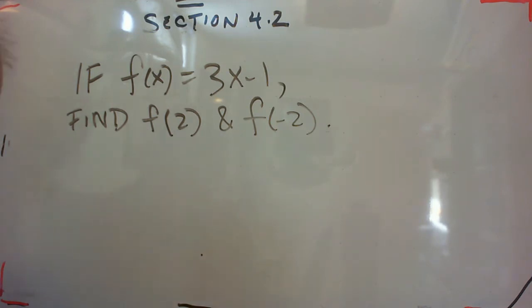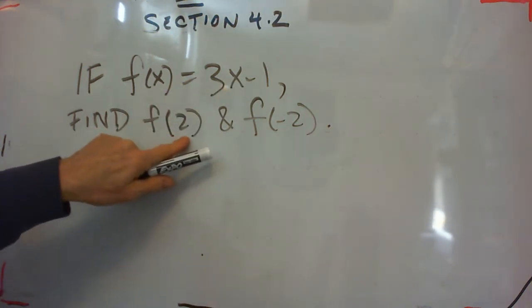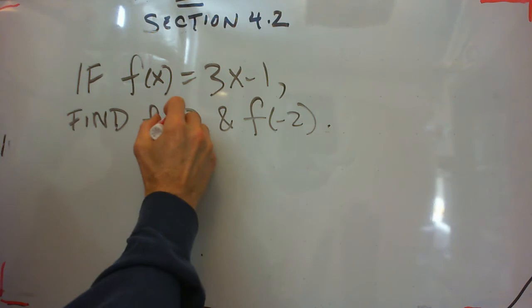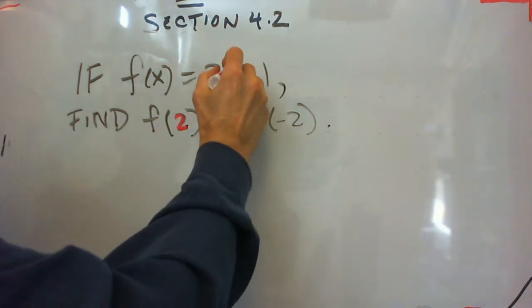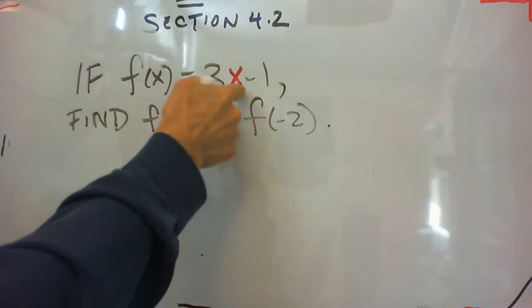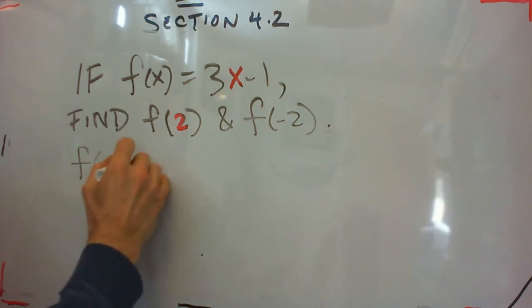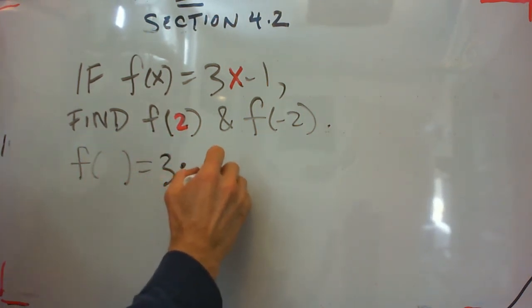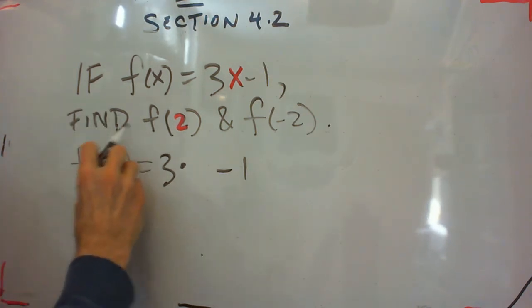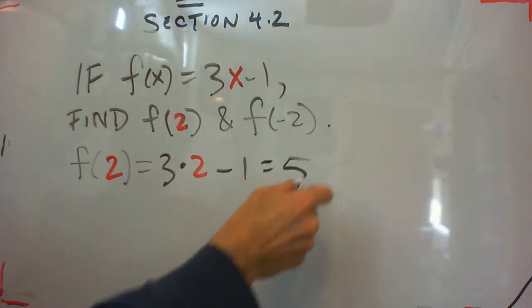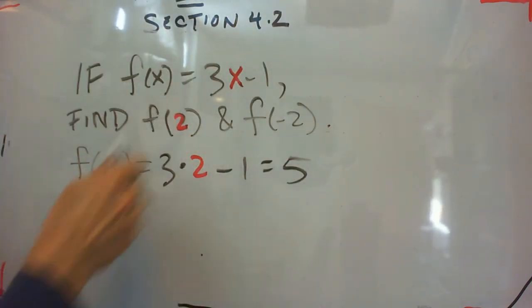Okay, let's try a problem like number 3. If f of x equals 3x minus 1, find f of 2 and f of negative 2. Now when it says find f of 2, that means replace each x in the formula with 2. So f of 2 is 3 times 2 minus 1, which is 5.